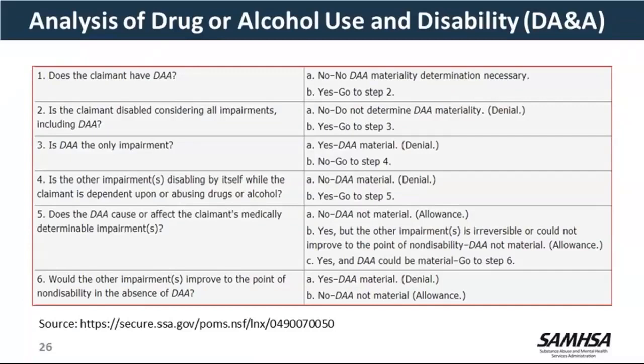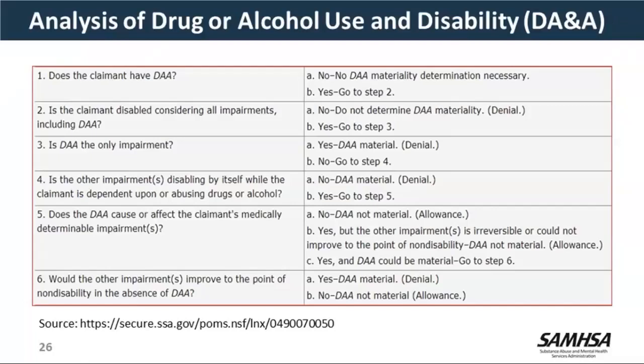So in step 1, SSA asks the question, does the claimant have DA&A? If the answer is no, the evaluation is not necessary because they don't need to make a determination on if the drug or alcohol use is material if it does not exist. If the answer is yes, the claim will move on to step 2.